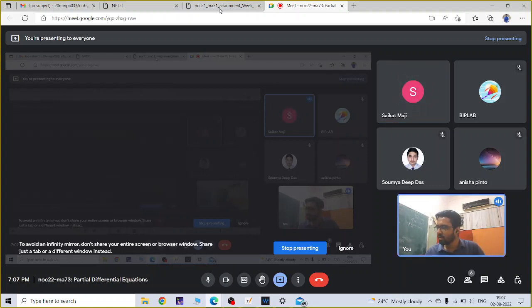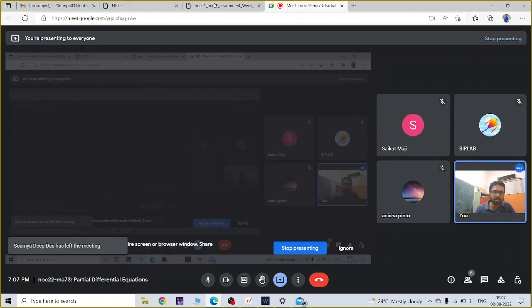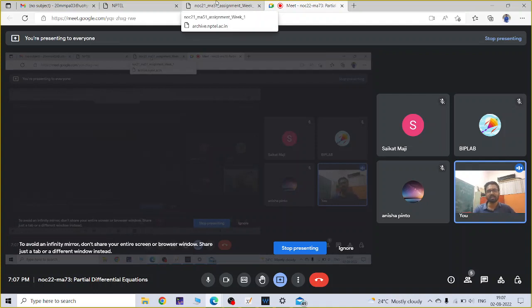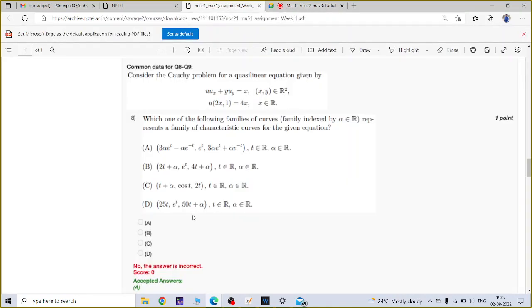But I will tell the method of characteristics once. Is it okay now? Biplav and the others, Anisha, Somadip Das, he did not tell anything. Hello, Mr. Somadip Das. Okay, no problem. He left. No hesitation, brother and sister. No problem.